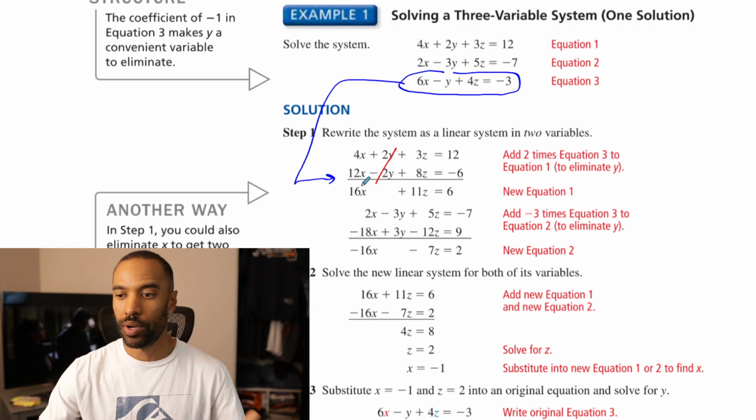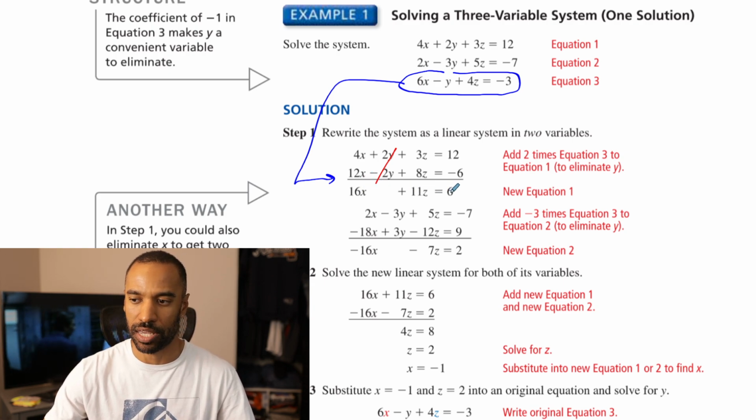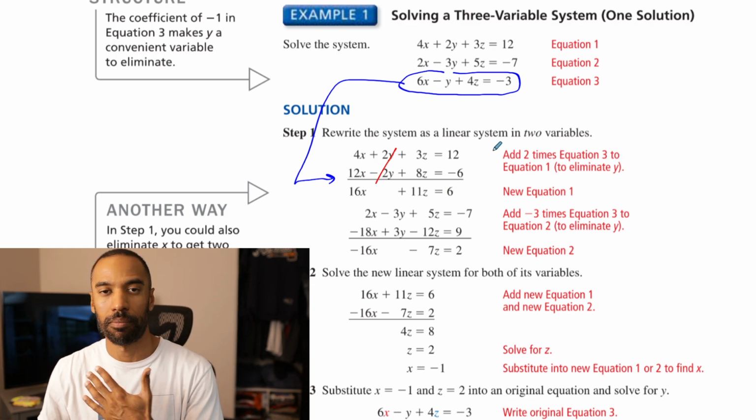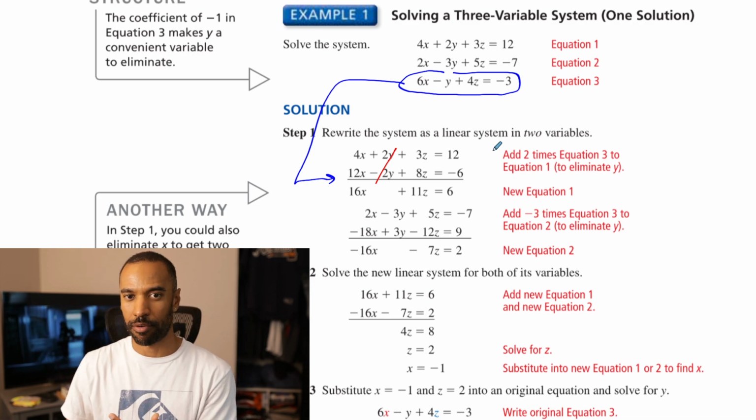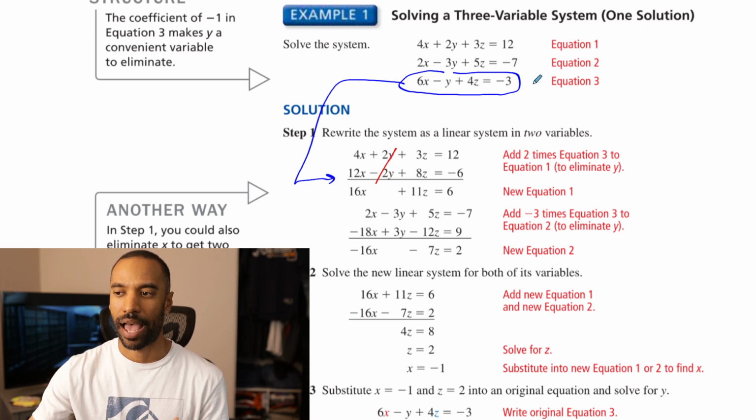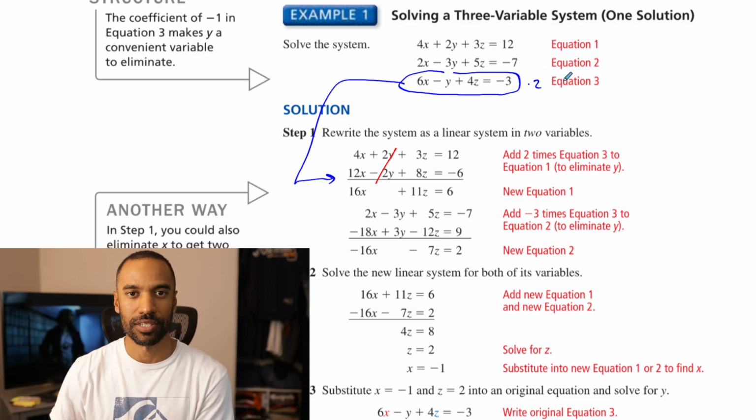We now have a new equation that says 16x plus 11z equals 6. It looks like their goal is to eliminate y's in 2 different sets of equations using what you have up above. And then they're going to have a system of 2 equations with just x and z.